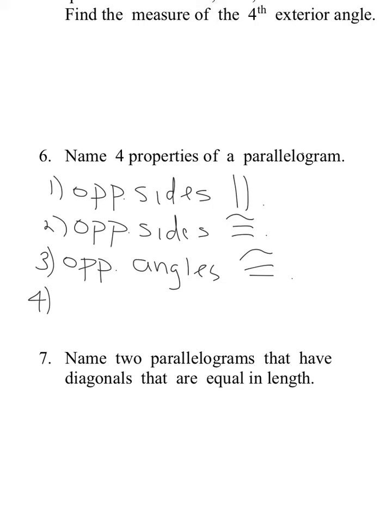And then what's the 4th one? Diagonals bisect each other. We'll take that one. Diagonals, not equal, they bisect each other. I've been writing opposite side instead of opposite.